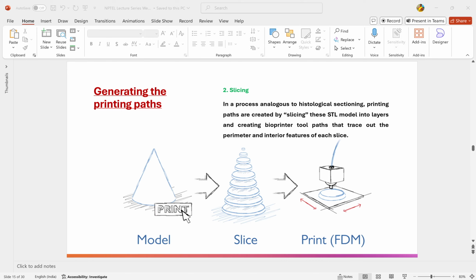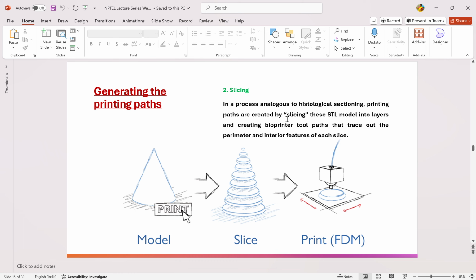If you're printing from the bottom up, then like I said, you need to slice it into layers. Suppose you have skin, then you have to slice it into layers so that the skin is printed layer by layer. From the bottom to the top, it will print your organ. So for this you need to slice. It is a process analogous to histological sectioning, like the ultramicrotome you use to make sections. Like that you will be making sections of your 3D model.